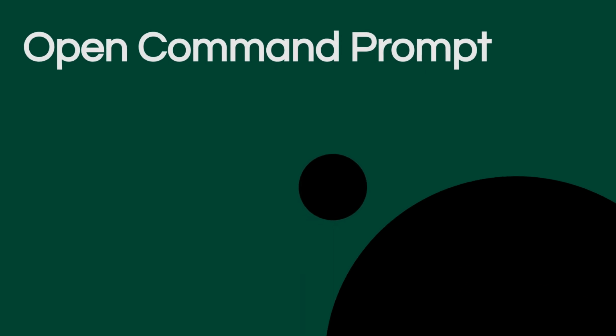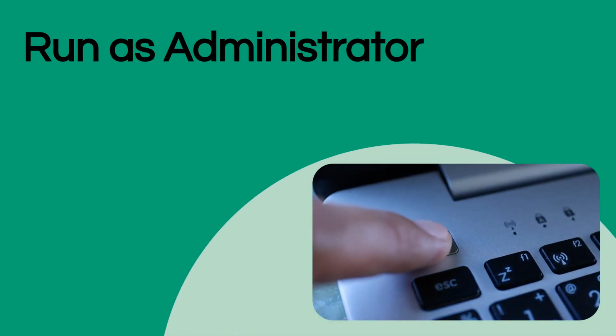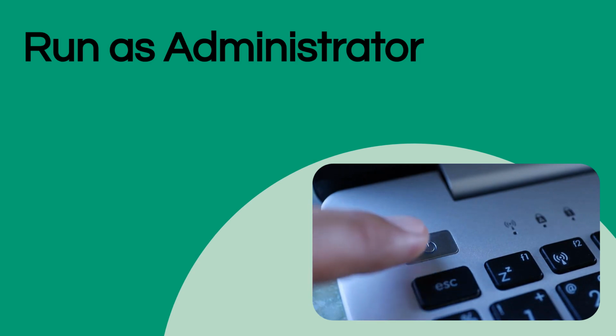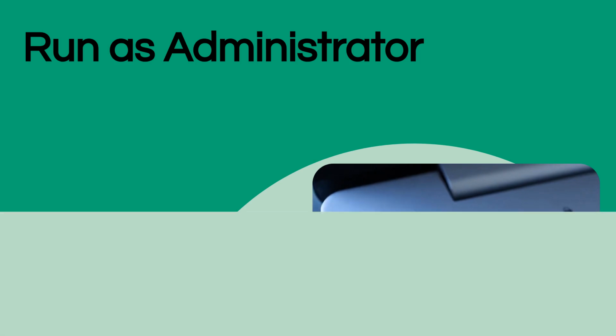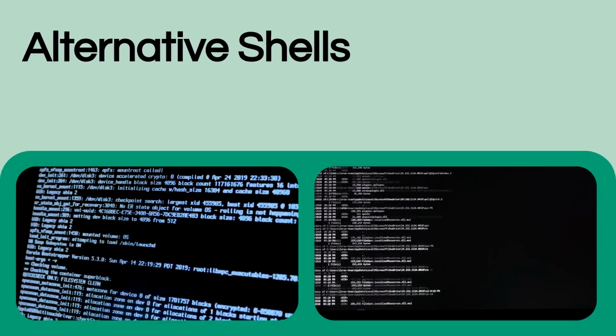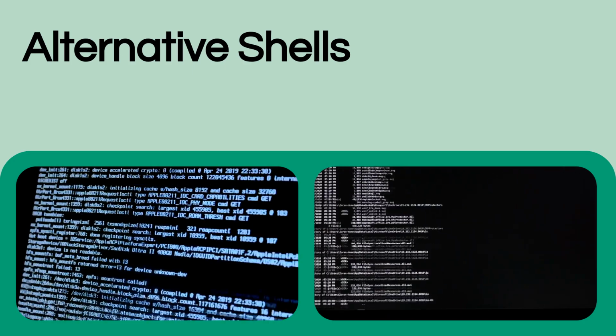The first step is crucial. You need to open the command prompt with administrator privileges. Press the Windows key, type CMD, then right-click on Command Prompt and select Run as Administrator to open it with the necessary permissions. You can also perform these steps using Windows Terminal or PowerShell. The winget command syntax remains the same across these different command line environments.